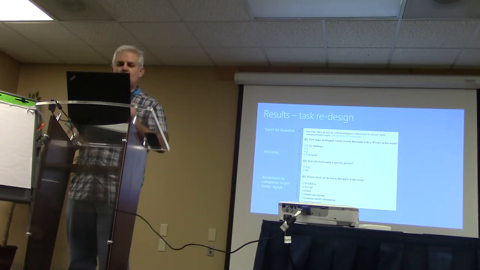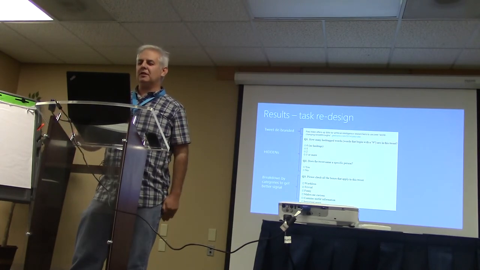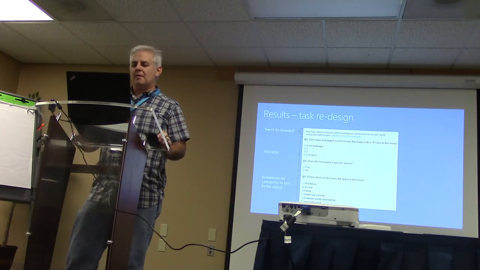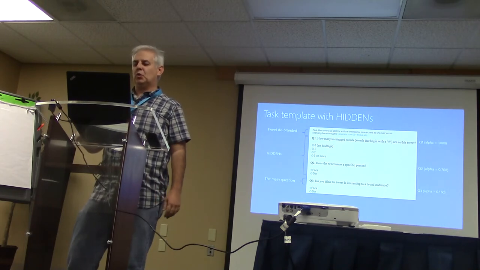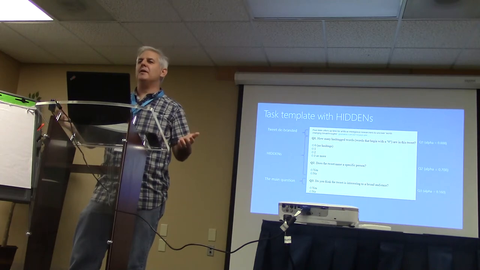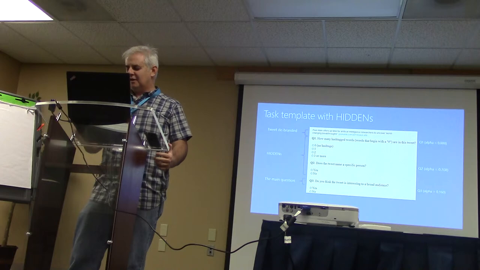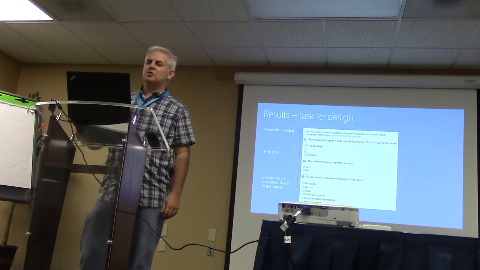So we're going to redesign the task. Same tweet debranded, same question one, same question two. But for question three, instead of saying, is this tweet interesting to a broader audience, yes, no, binary. Why binary? Because I want to build, guess what, a binary classifier. Maybe that label scale is not working for people. So we're going to use something else.